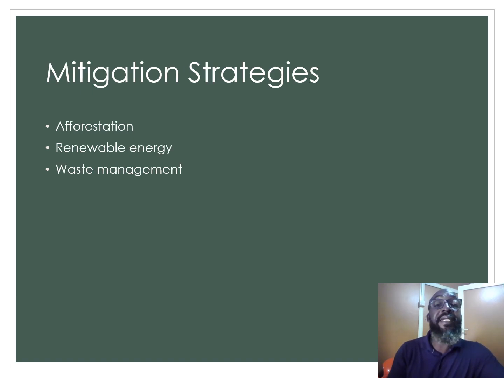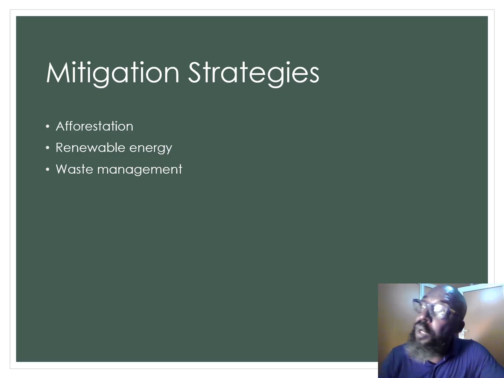What are the ways of mitigating some of these problems? The solutions include afforestation, that is planting trees, as simple as that. Another mitigating strategy is renewable energy, that is going solar, using wind. I haven't seen windmills and co so much here in Nigeria, but I've seen quite a lot of people are now beginning to adopt solar. Of course, solar has its own drawbacks, but it is a cleaner source of energy.